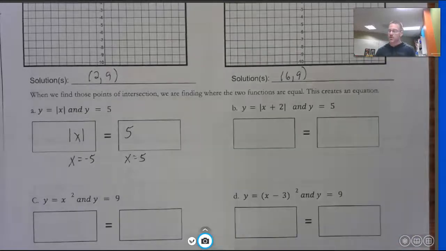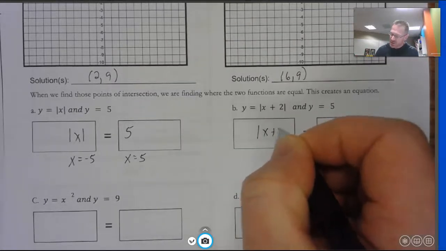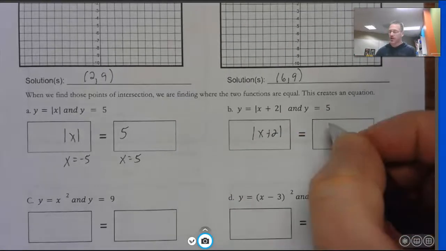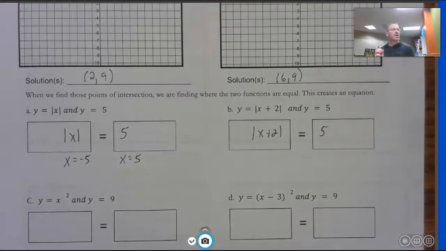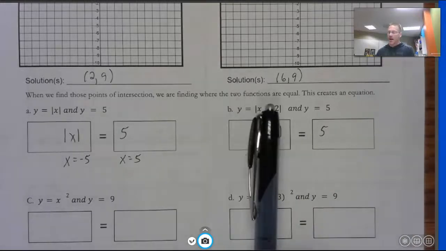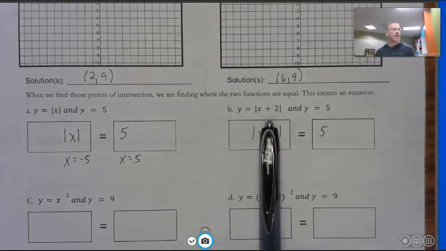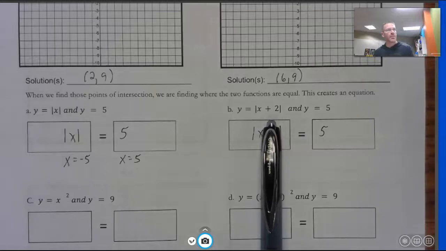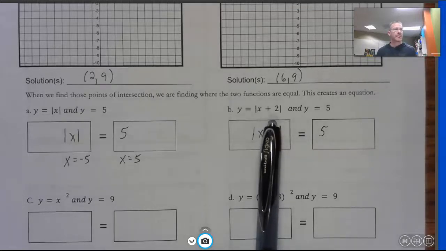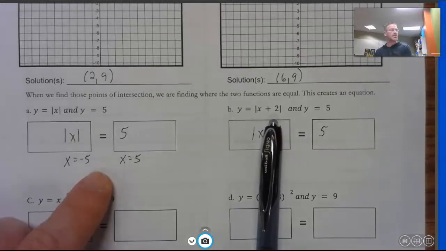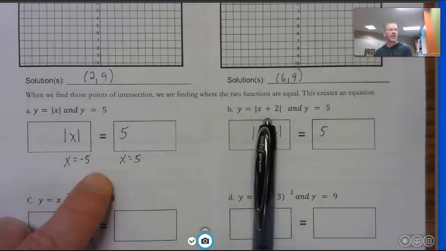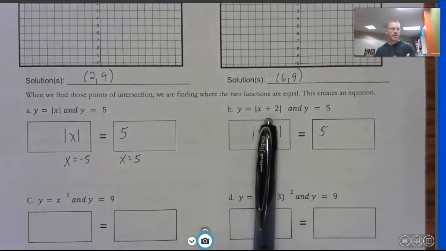Now, notice the difference on part B here. We still have things set equal to each other, right? The absolute value of x plus 2 equals 5. But notice now, I have to cover up what's inside here. So what numbers have an absolute value of 5? That hasn't changed, right? That's still what we did right here. It's still going to be negative 5 and 5. But what's equal to those things is what's changing.